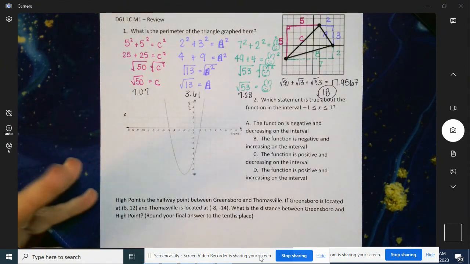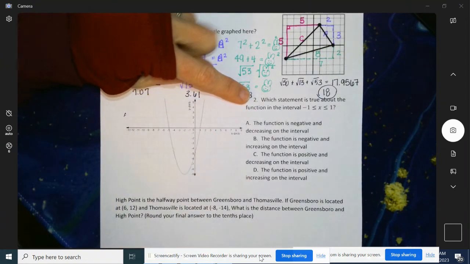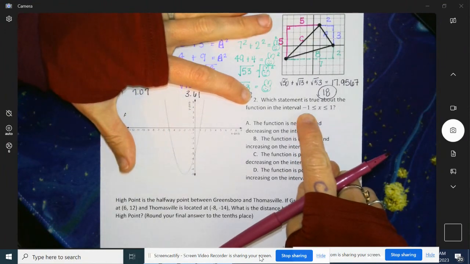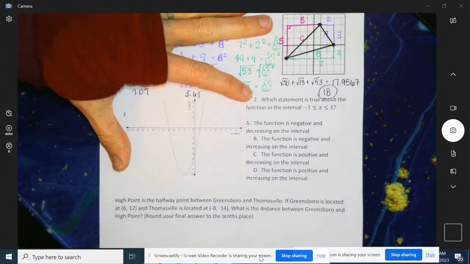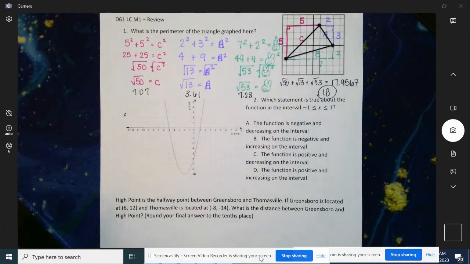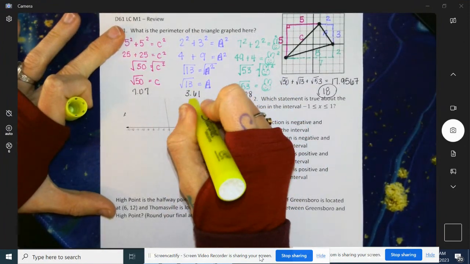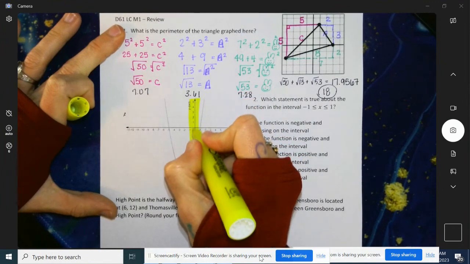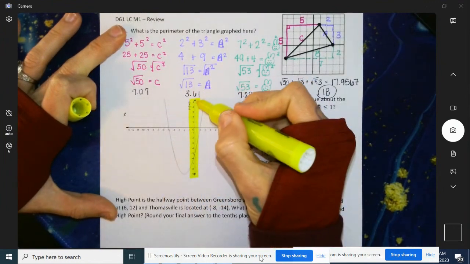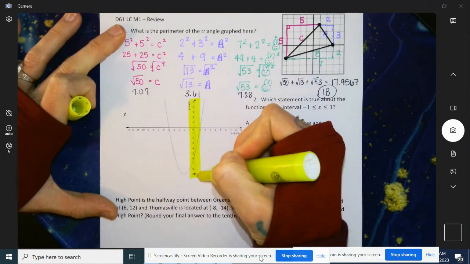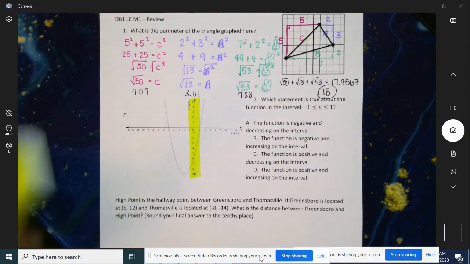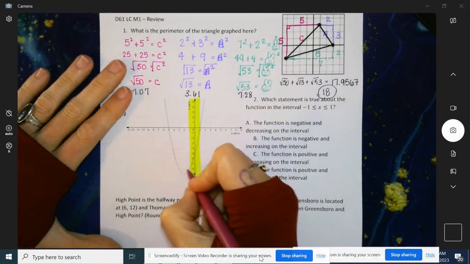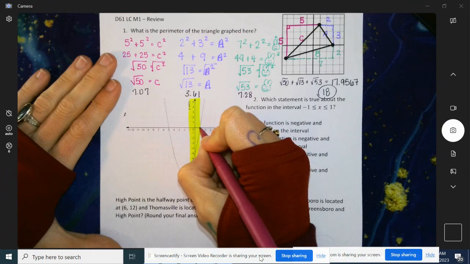Sorry, random. Squirrel moment. Which statement is true about the function in the interval -1 to +1? So we are looking at the portion from where x is -1 to where x is +1. There we go. So we're only looking at that chunk on our function. So from right here to right here.